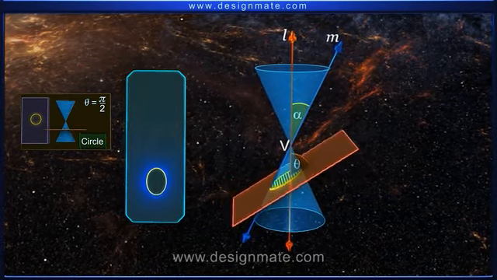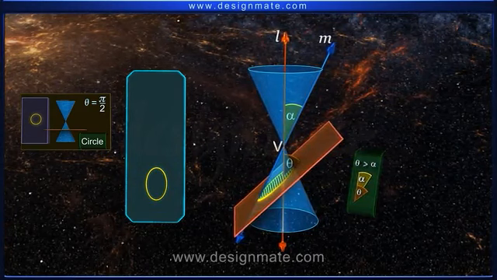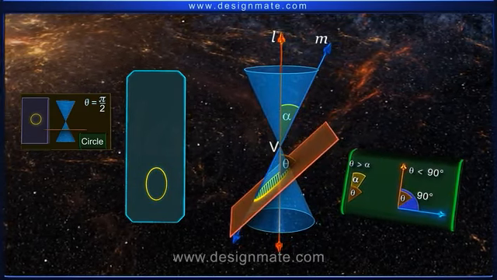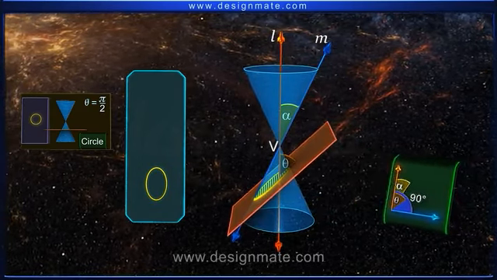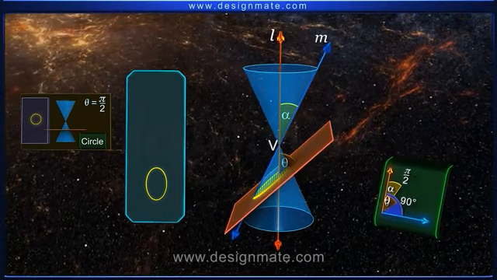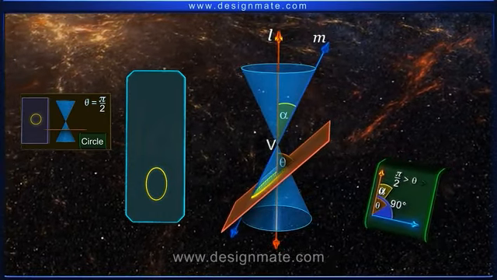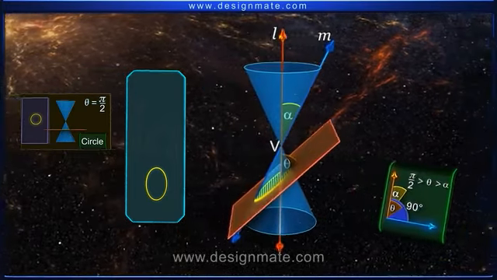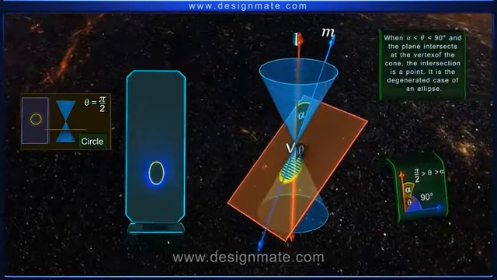Now let the plane cut the cone at an angle greater than alpha and less than 90 degrees to the axis. That is, pi by 2 is greater than theta is greater than alpha. The curve formed is called an ellipse.